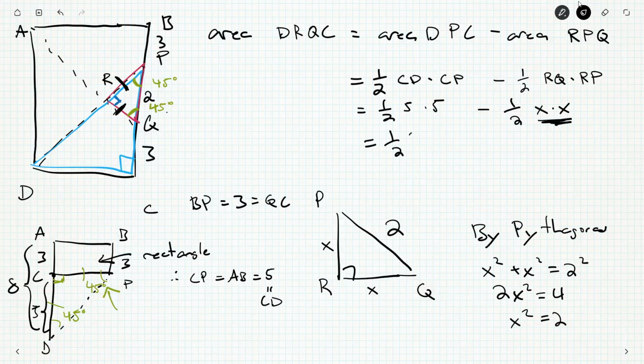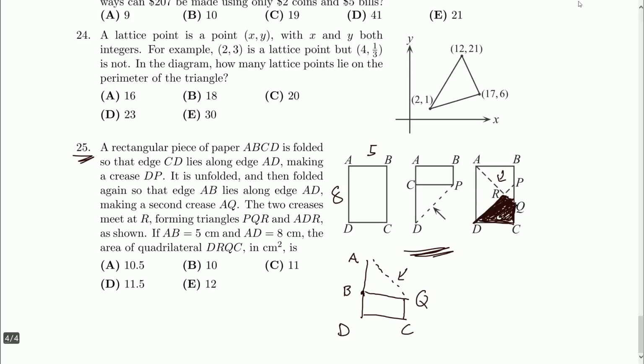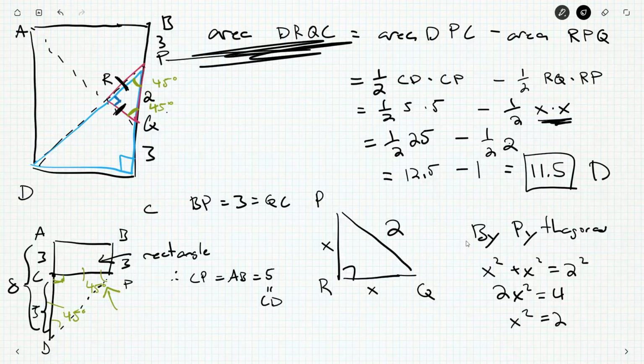So this is 1/2 times 5 times 5, which is 25, minus 1/2 of 2. So this is going to be 12.5 minus 1/2 of 2, which is 1. So we're going to get a final answer of 11.5 for the area of that quadrilateral that we wanted so long ago. 11.5. I think I saw that as one of the answers. There it is. It's D. So we're going to bubble in D.